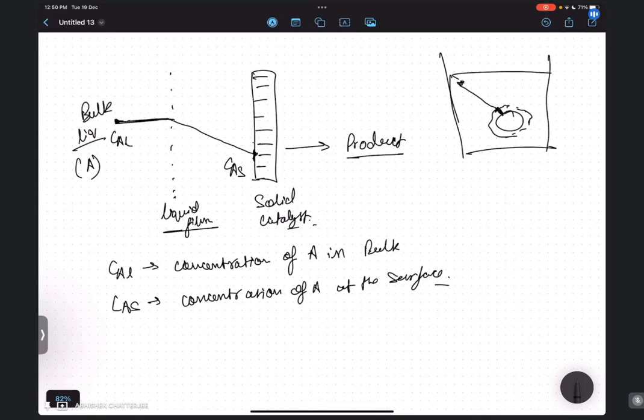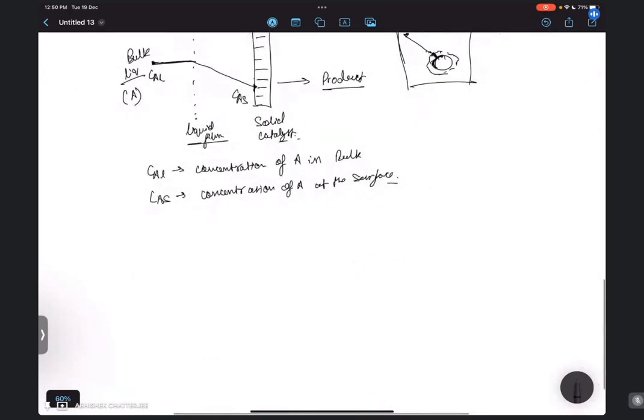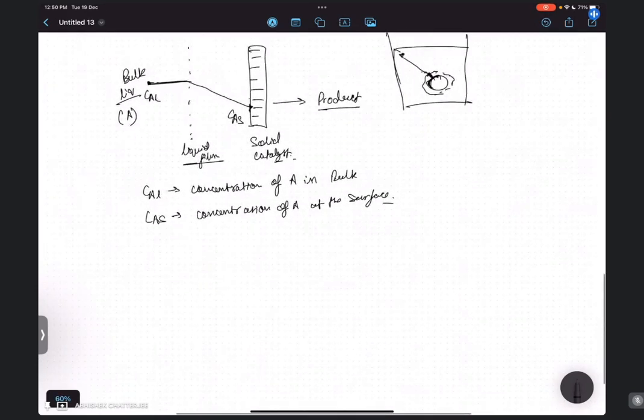As it is diffusing to the surface, some resistance will be there. That is your mass transfer resistance. Once it diffuses and reaches the surface, your surface reaction takes place. So that is the basic idea. Let us see what steps are involved. This is our basic overview of a heterogeneous reaction, and from here it is very clear that two steps are involved.